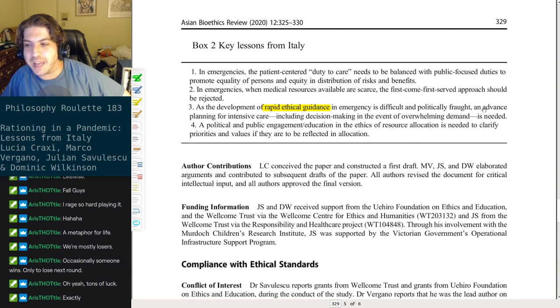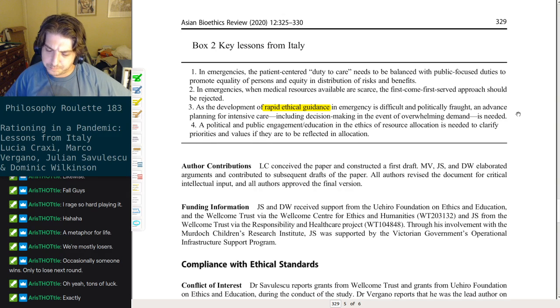So this is the sort of thing. Advanced planning for intensive care, including decision making in the event of overwhelming demand, is needed. We need a different way to do this. And I don't know if it's really ethical guidance or ethical planning in some sense. Who actually has to make the decisions, and what should their criteria be? Because at the moment it's just not working.